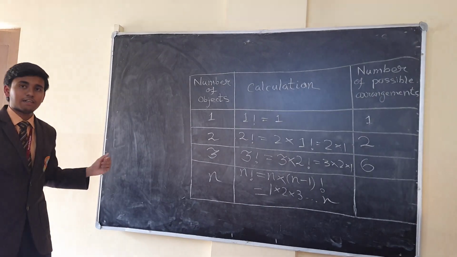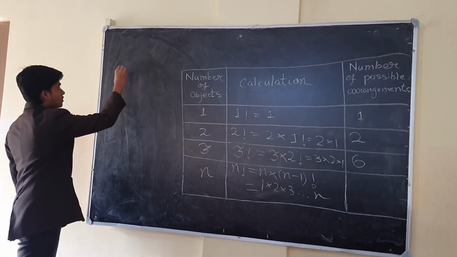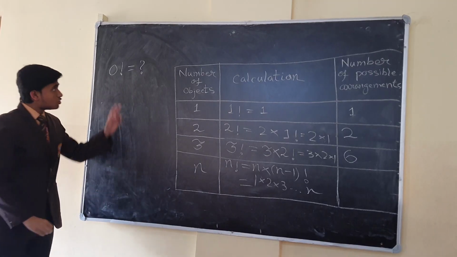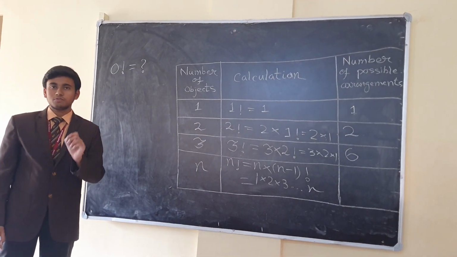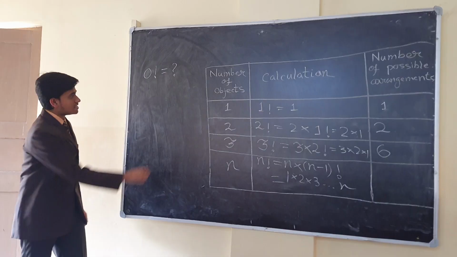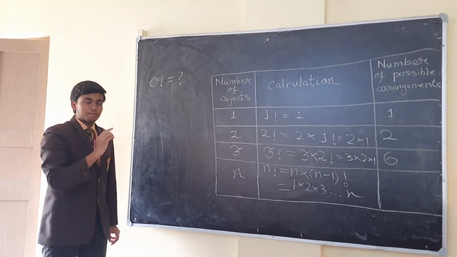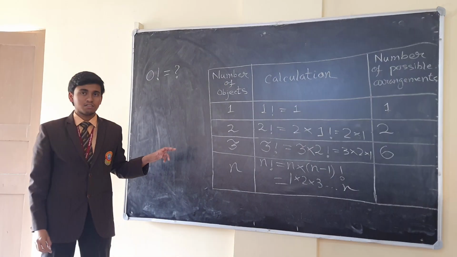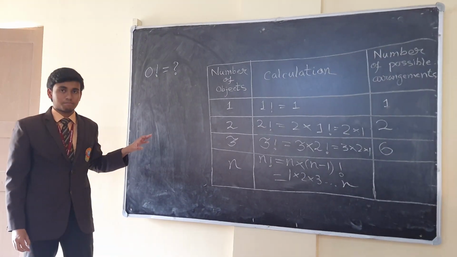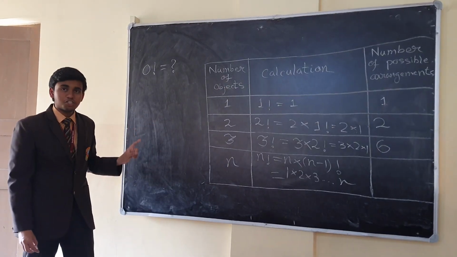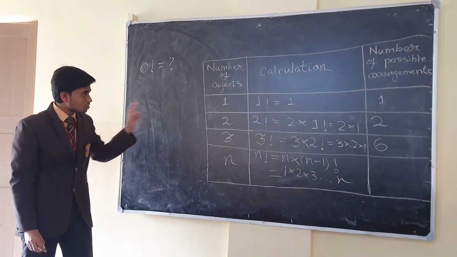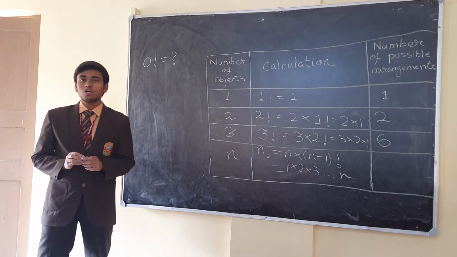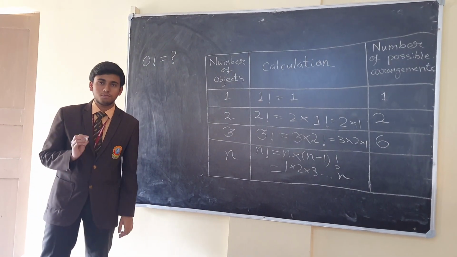How many objects can we see here? 0. What will be the value of 0 factorial? 0 factorial will tell us in how many ways we can arrange 0 objects. If I say there are 0 objects now, that means there is nothing here. In how many ways can this nothingness exist? There is nothing to arrange, I cannot change anything. That means this nothingness is existing only in a single way. I cannot change anything, that means it has its own single way of existing. That means the number of possible arrangements for 0 objects should be 1.